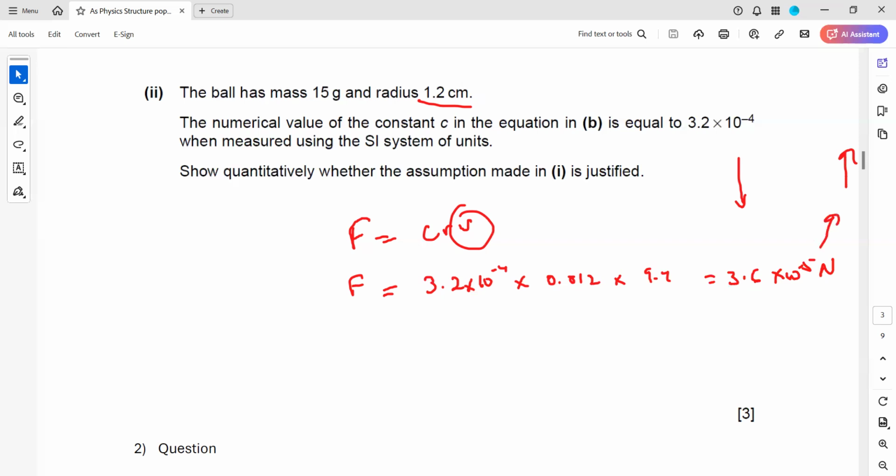The downward force is the weight, which is mass times gravity. Mass is given in grams. We have to convert into kilograms, so divide by 1000. So it will be 0.015 times the gravity 9.8. So what is the weight here?